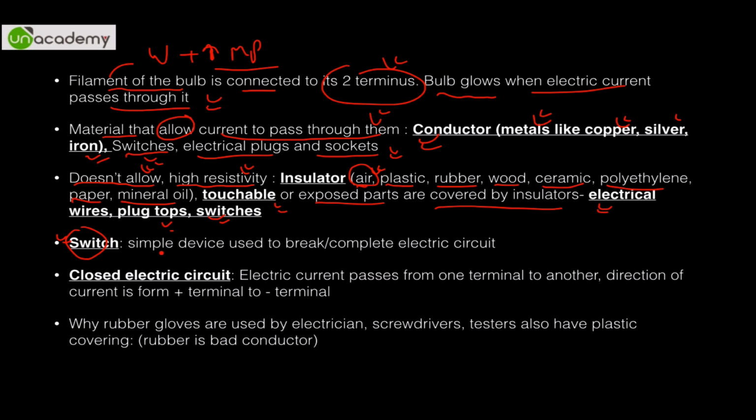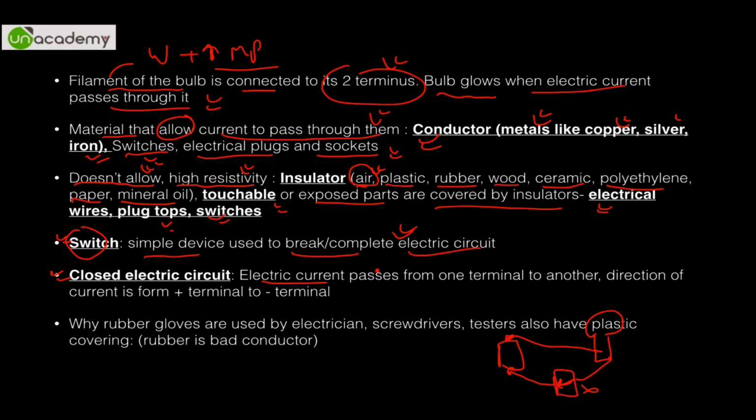Now, what is a switch? A switch is a simple device that is used to break or complete an electric circuit. So, what does an electric circuit look like? Let's say this is a cell and this is a bulb. One wire will be connected from here, one wire will be connected from here. Let's say there is a switch. You put a switch here. Let's say a safety pin. If you just connect the safety pin, the bulb will glow. If you do not connect, the bulb will not glow. As simple as that. So the simple device which is used to break or complete the electric circuit is called a switch.